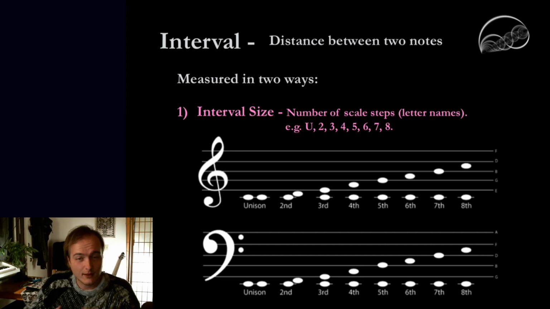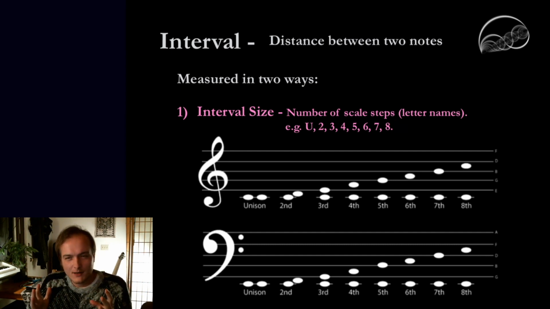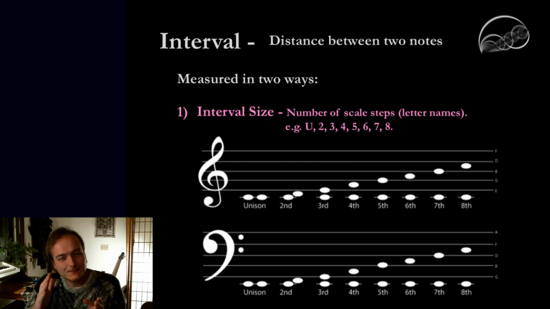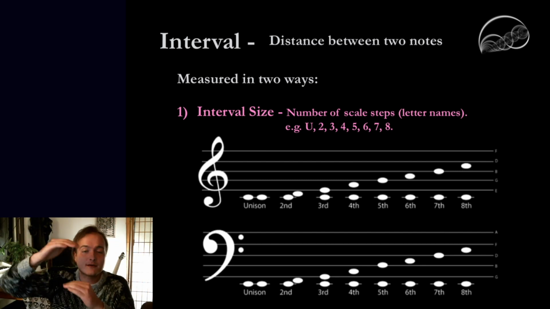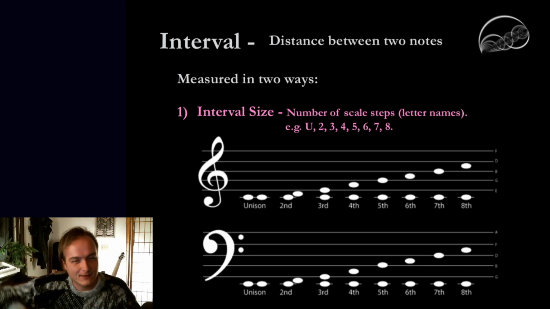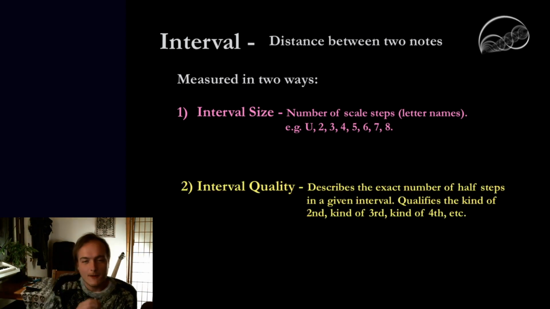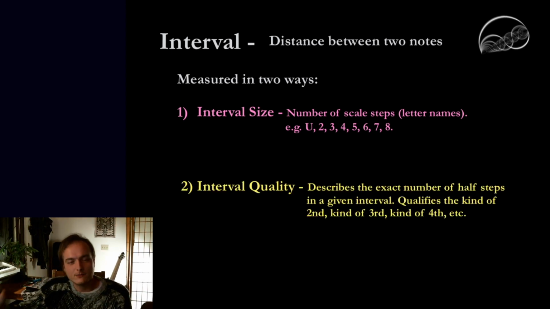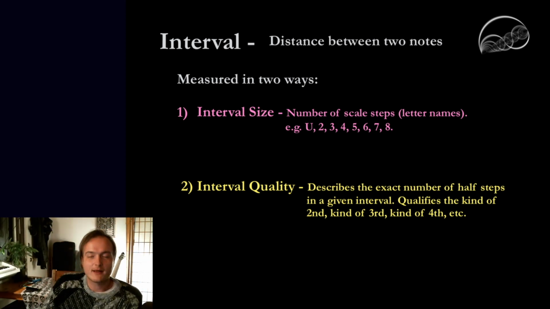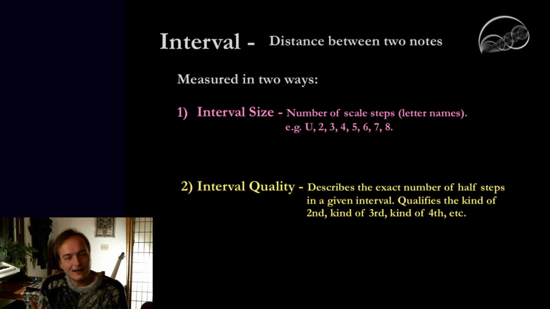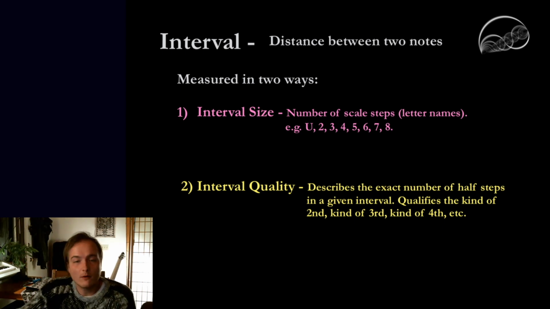We're going to need a qualifying thing, a second qualifier that's going to tell us specifically how many half steps are contained in that sixth. That way we can tell the difference between the big sixth, C to A, and the smaller sixth, C to A flat. And that goes for almost all the intervals there. So the second way we measure is called interval quality. So we've got these two things, interval size, the letter names, and interval quality, which is going to tell us exactly how many half steps are contained in the interval. It's going to specify what kind of sixth, what kind of fourth, what kind of second, what kind of third, and so on.